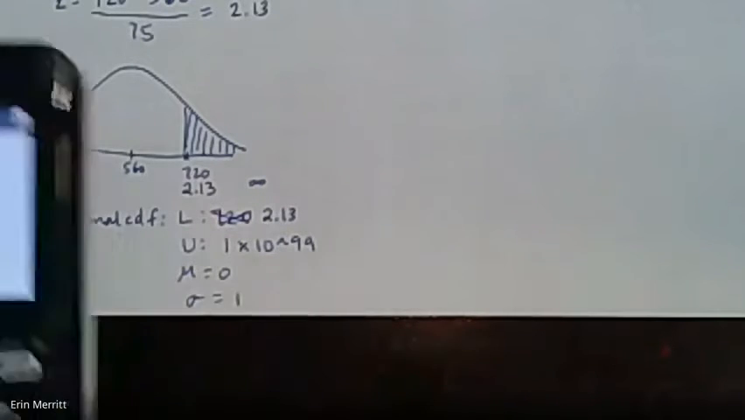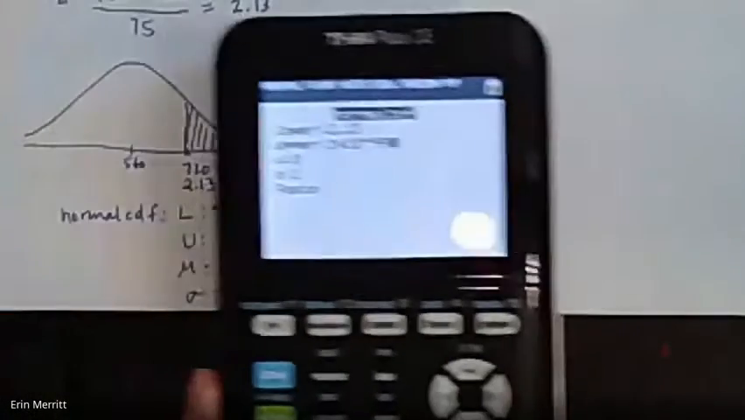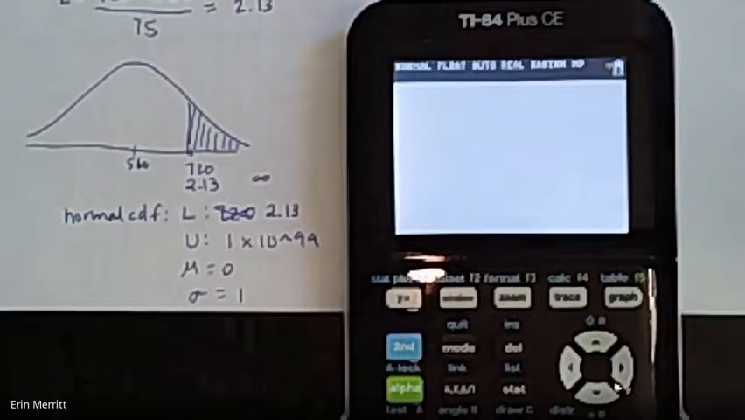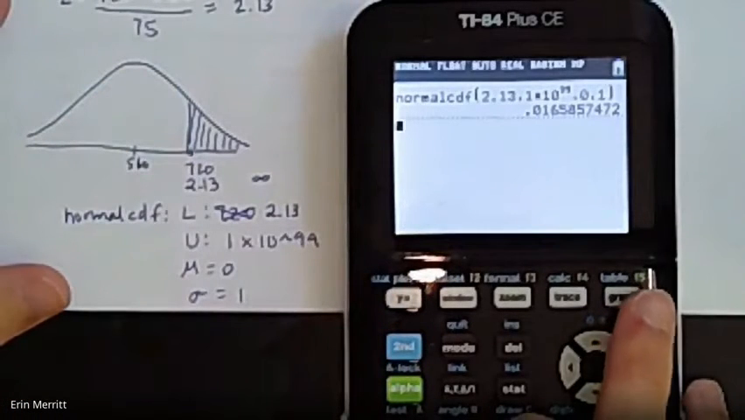All right, so on your calculator, same thing again. Use that normal CDF, second, vars, and then we're going from 2.13 up to 1 times 10 raised to the 99th power. Apologies, let me slide it where you can see it. And then 0, 1. All right, so it's 0.0165 and so on.